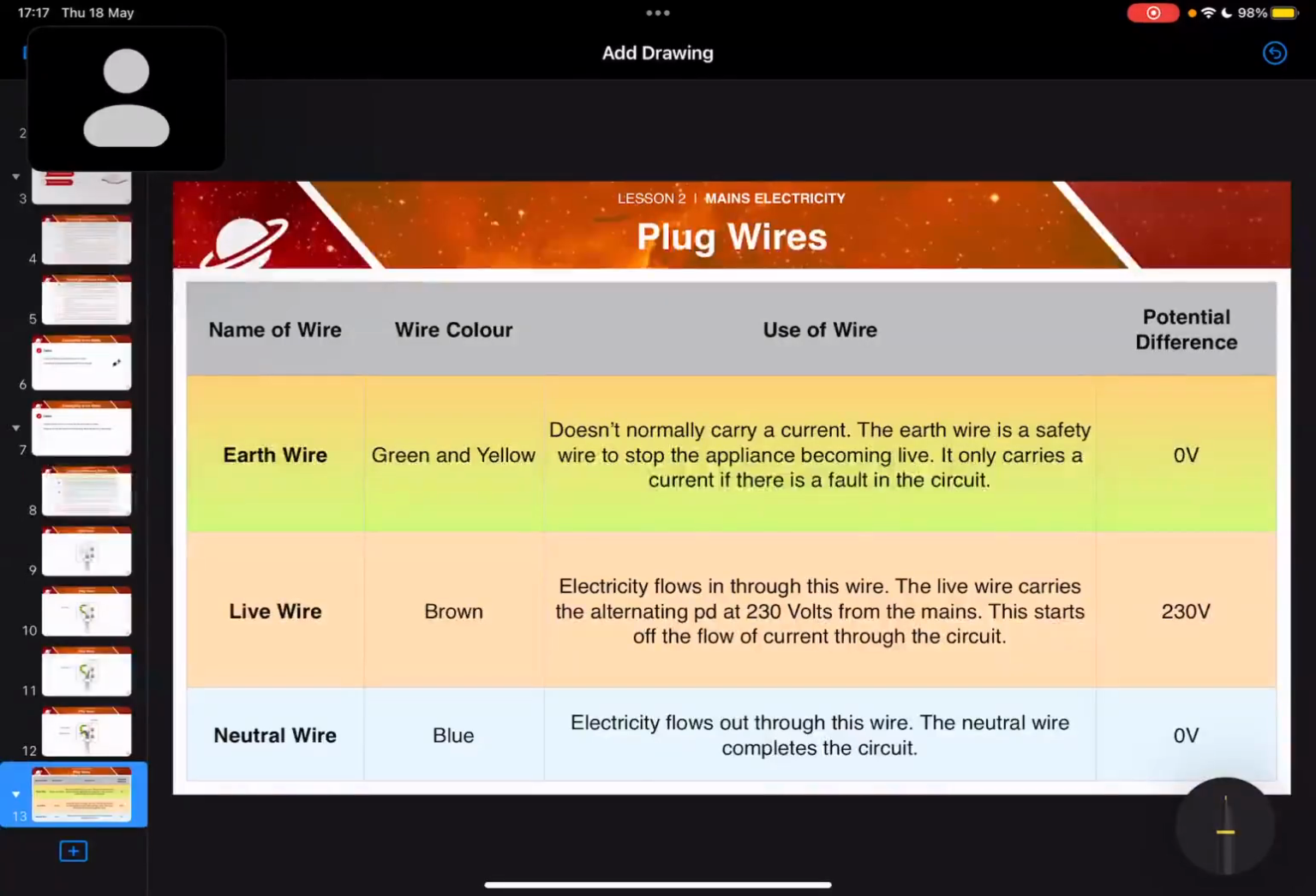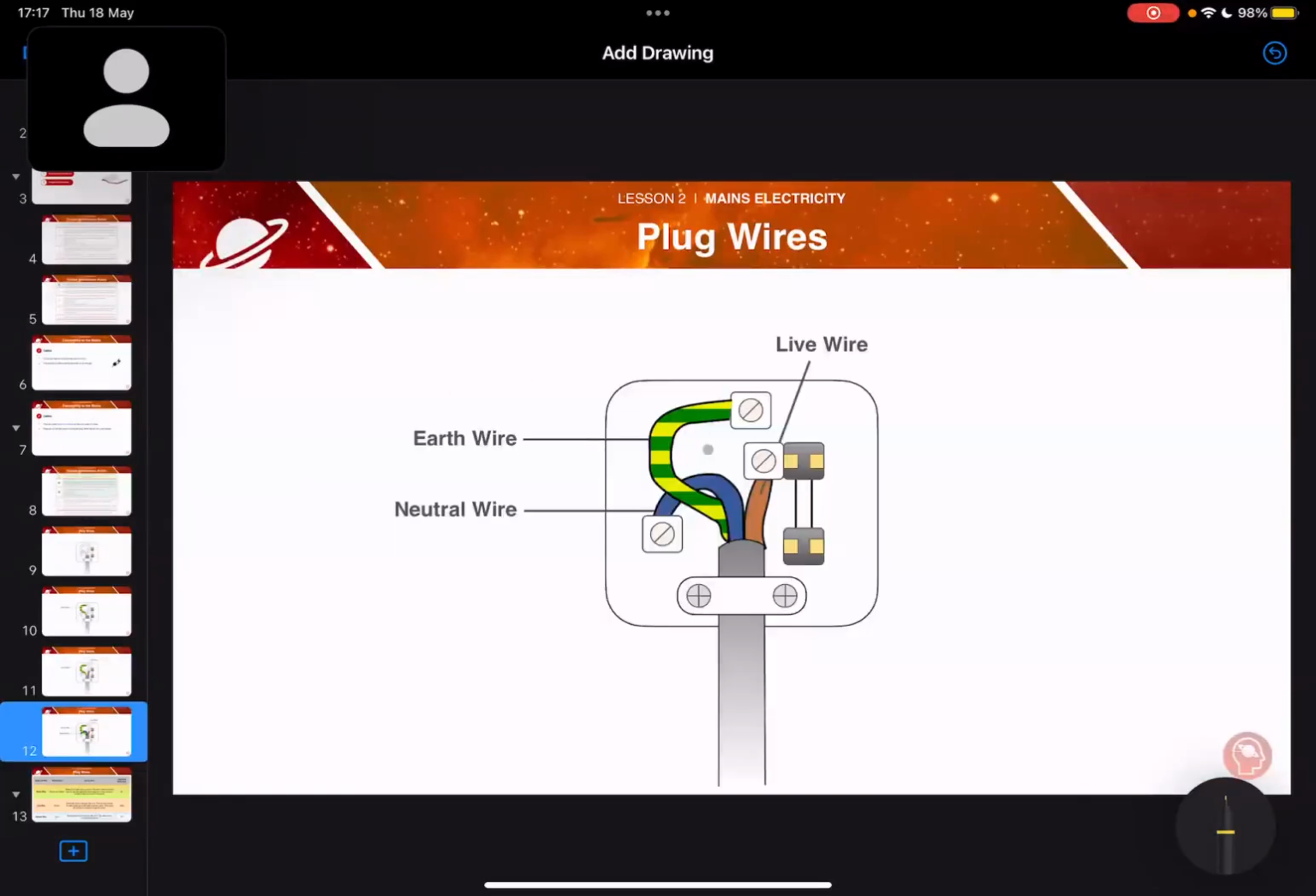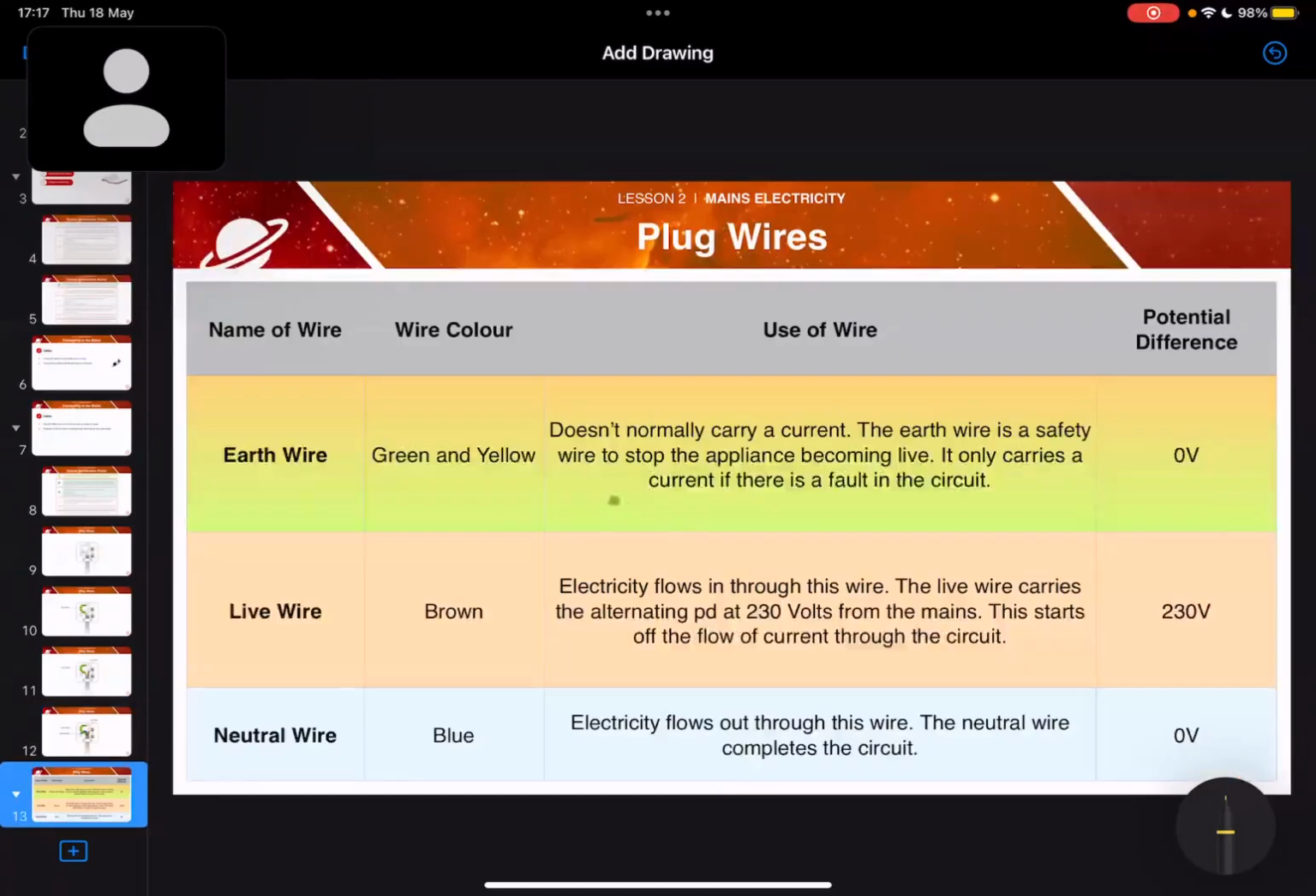So now we'll talk about exactly what these wires do. The green and yellow one that we talked about here, the longest one, is called the earth wire. It doesn't normally carry a current, so the potential difference is 0. It's only present as a safety mechanism to stop the appliance from becoming live, and becoming live means carrying current.